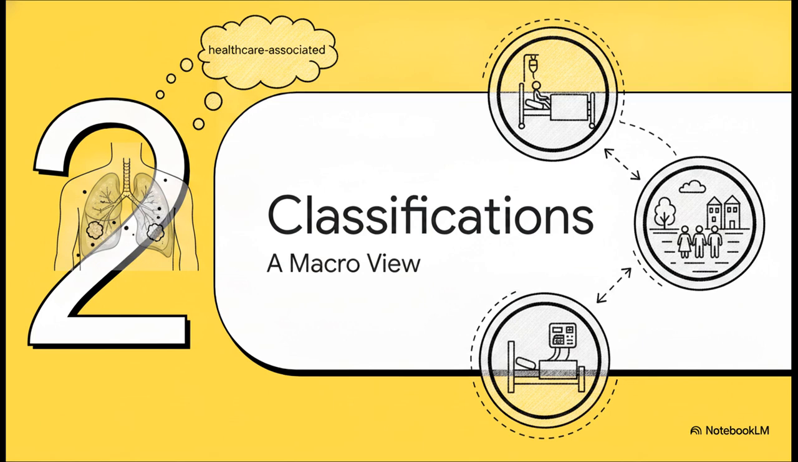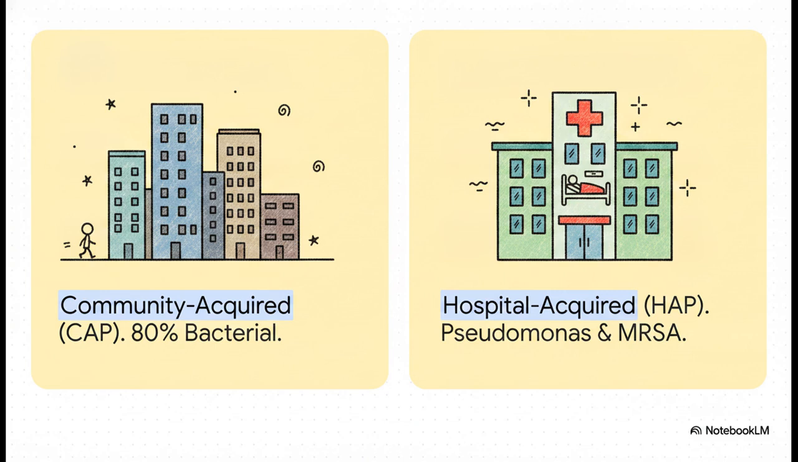Moving on to Section 2, the classification systems, getting a macro view. To properly diagnose pneumonia, we can't just view it as one single illness, right? We have to look at exactly how and where the patient caught it. Take community-acquired pneumonia, or CAP. If a patient walks in off the street with pneumonia, there's an 80% chance it's bacterial, with pneumococcus being the absolute heavy hitter. But if we're looking at hospital-acquired pneumonia, or HAP, well, just by virtue of being in a hospital setting, the likely pathogens completely shift. We're talking notorious, often highly resistant bugs like Pseudomonas, Klebsiella, and MRSA. So honestly, the location where the patient contracted the illness, that is a massive, massive diagnostic clue.